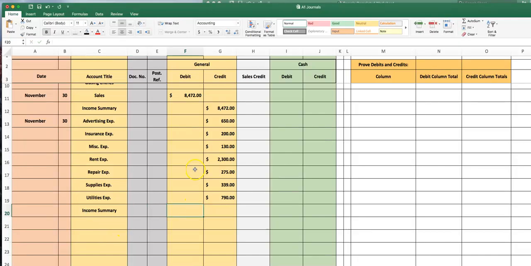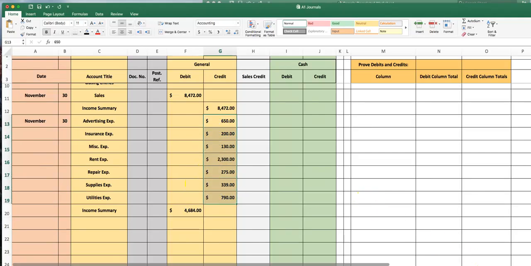Remember here, we brought all these expenses to zero, but now we have exactly $4,684 more credits and debits because we've added these numbers in. So now we have to equal out debits and credits in the journal. So under income summary here, in the opposite column, I'm going to put in 4684. That is the total of all of these numbers.